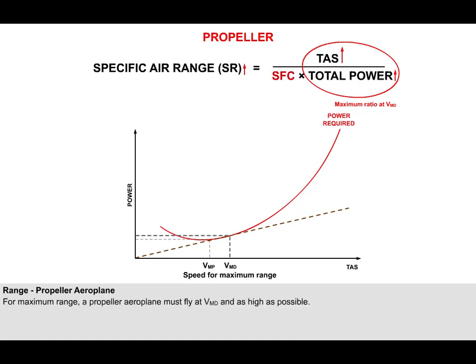There is now only one remaining item left in the formula which still needs to be resolved. In order to maximize range even more, specific fuel consumption must be decreased. However, you may remember that specific fuel consumption for piston aeroplanes is fixed, whereas for turbopropeller aeroplanes which use jet engines, the specific fuel consumption decreases with altitude.